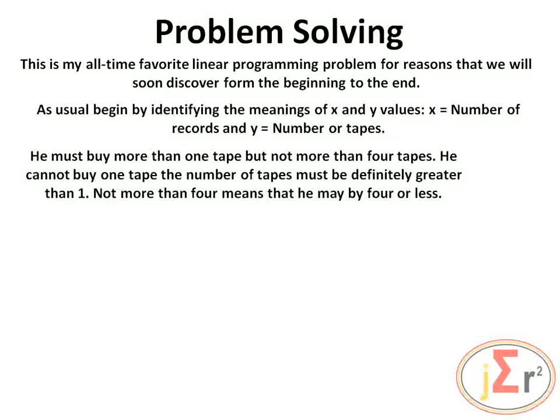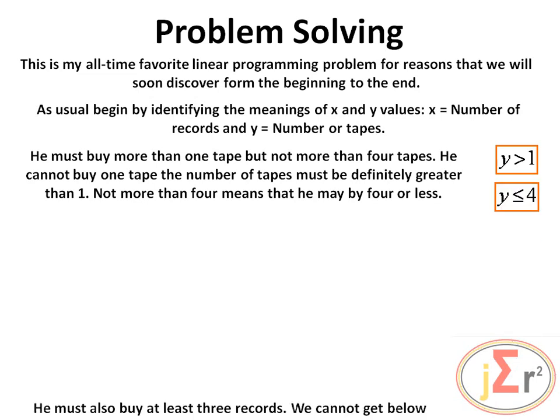He must buy more than 1 tape but not more than 4 tapes. He cannot buy 1 tape. It says he must buy more than 1, so he cannot buy 1. The number of tapes must be definitely greater than 1. Not more than 4 means that he may buy 4 or less. So Y should be greater than 1, cannot be equal to 1, and Y is less than or equal to 4.